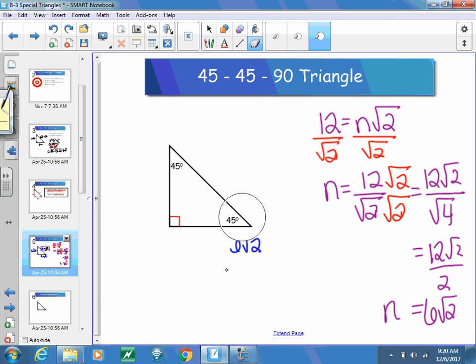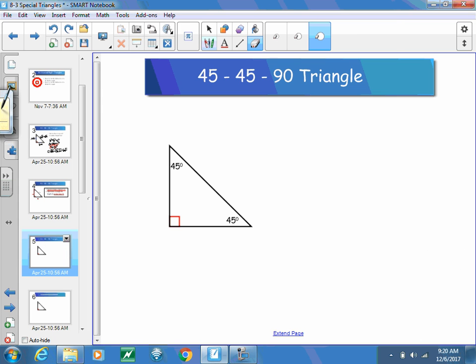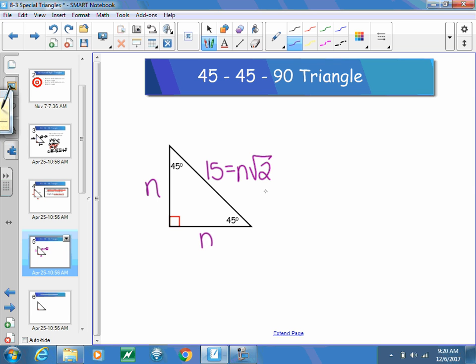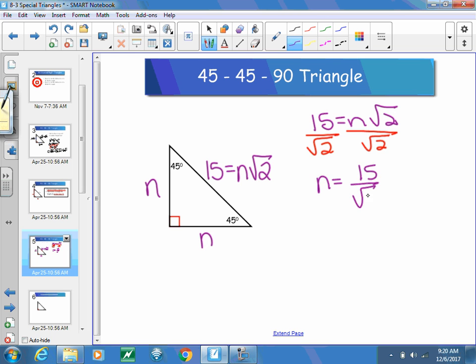Let's do one more just like that real quick. Say I had a hypotenuse that's going to be 15, and we're trying to figure out what the two legs are. Well, 15, that's your hypotenuse, so that has to equal n square roots of 2. So really you're trying to figure out what number you are multiplying by the square root of 2 to get 15. So 15 equals n square roots of 2. We're going to divide by the square root of 2. n equals 15 over the square root of 2.